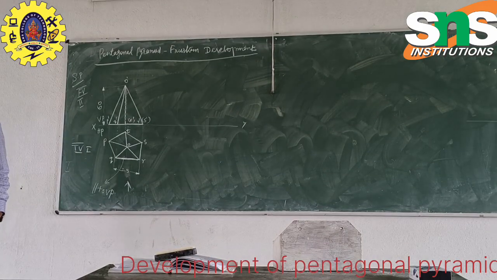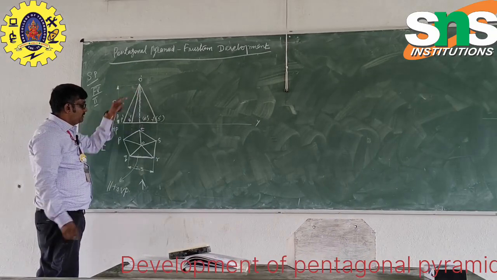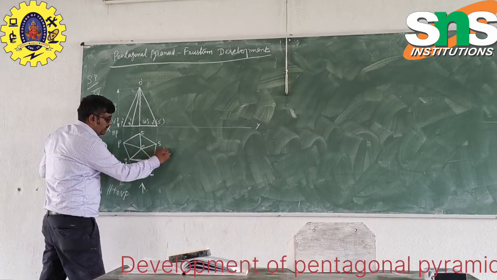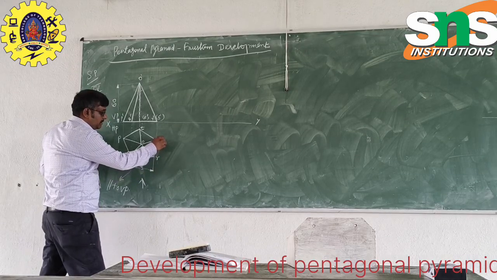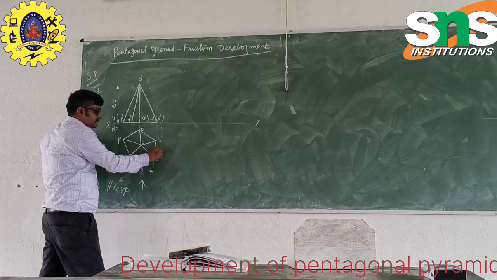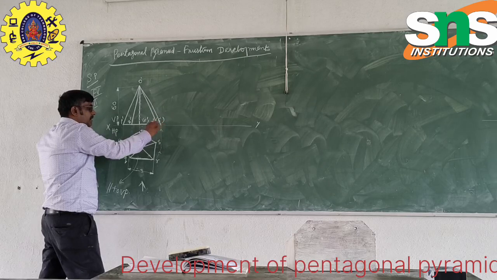So to get the true shape, and to get the true length, let me take this radius and make an arc. Draw a horizontal line, make an arc, and draw a vertical line here, and that line which is touching the apex.